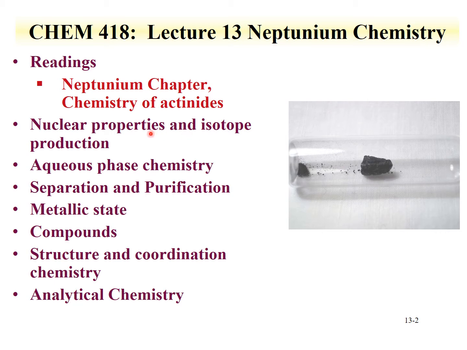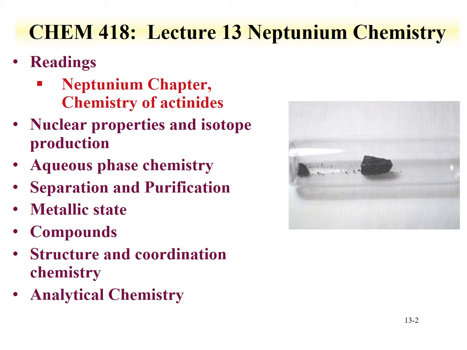This lecture is going to cover nuclear properties and isotope production of Neptunium, focusing on Neptunium-237, since it's the longest lived isotope and available in the largest quantities in which chemistry can be performed. We're going to talk about the aqueous phases of Neptunium. Multiple oxidation states are present, but we'll see that the +5 oxidation state dominates.